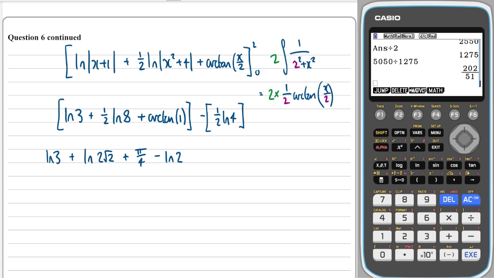Now, when we're trying to write lns together, I look at the positive lns. And that means on the top line it will be 3 times 2 root 2. And then we've got the negative ln here, so that means you're going to go on the bottom. Like that. Plus pi over 4. That 2 will cancel with that 2 on the bottom. So we're left with ln of 3 root 2 and then plus pi over 4. And we're done.